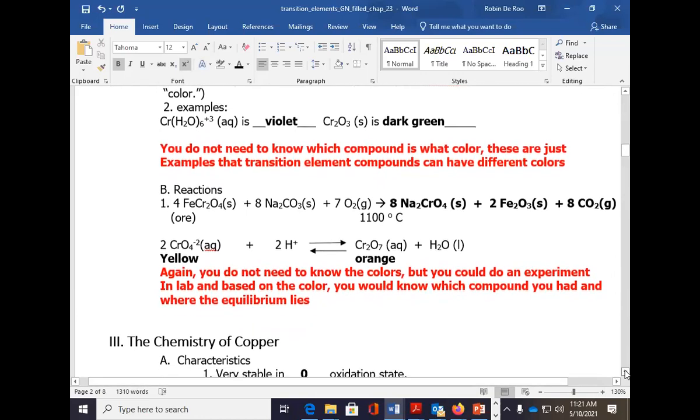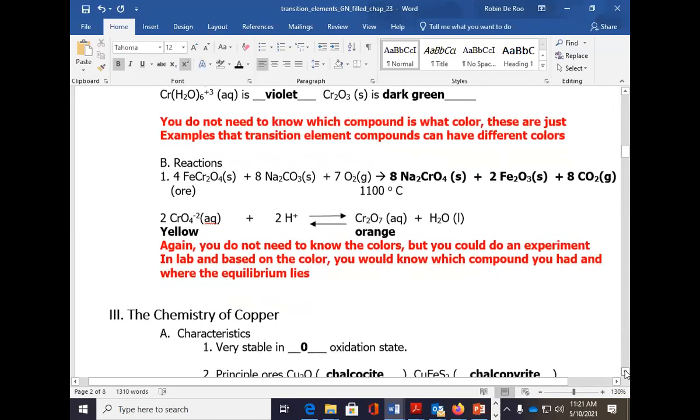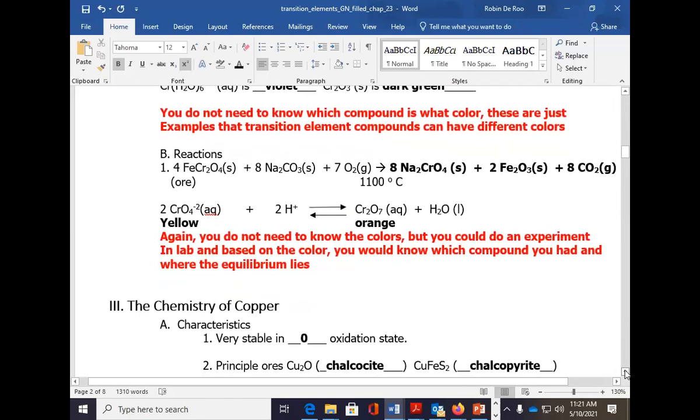Okay, copper, it's stable. And there's two ores where you would get the copper from. One of them is an oxide and one of them is a sulfide ore. You don't need to know those names. That's like a geology class question.